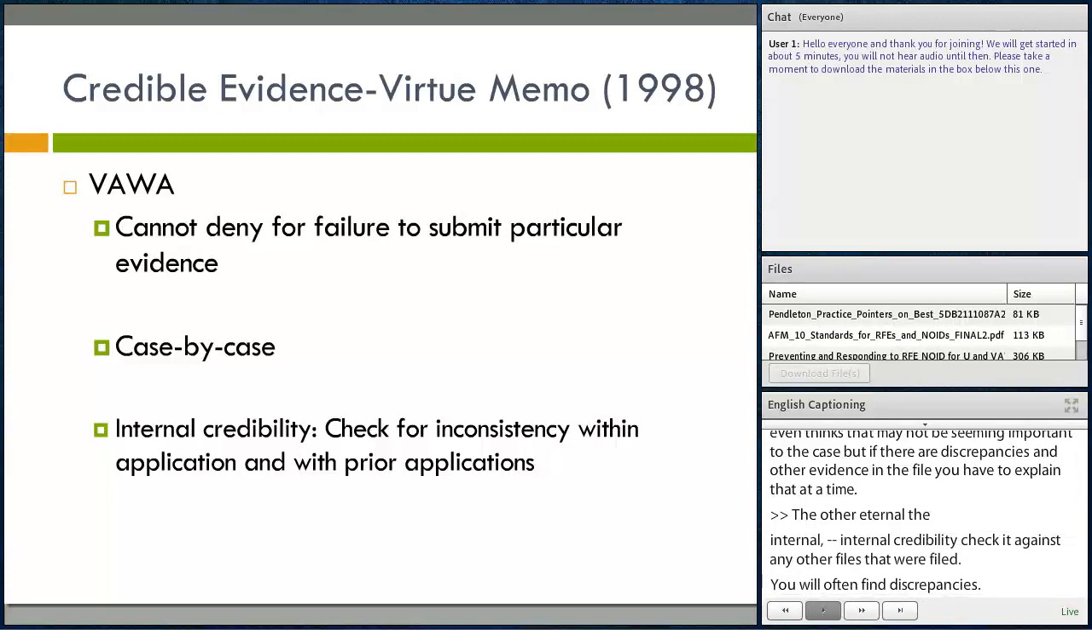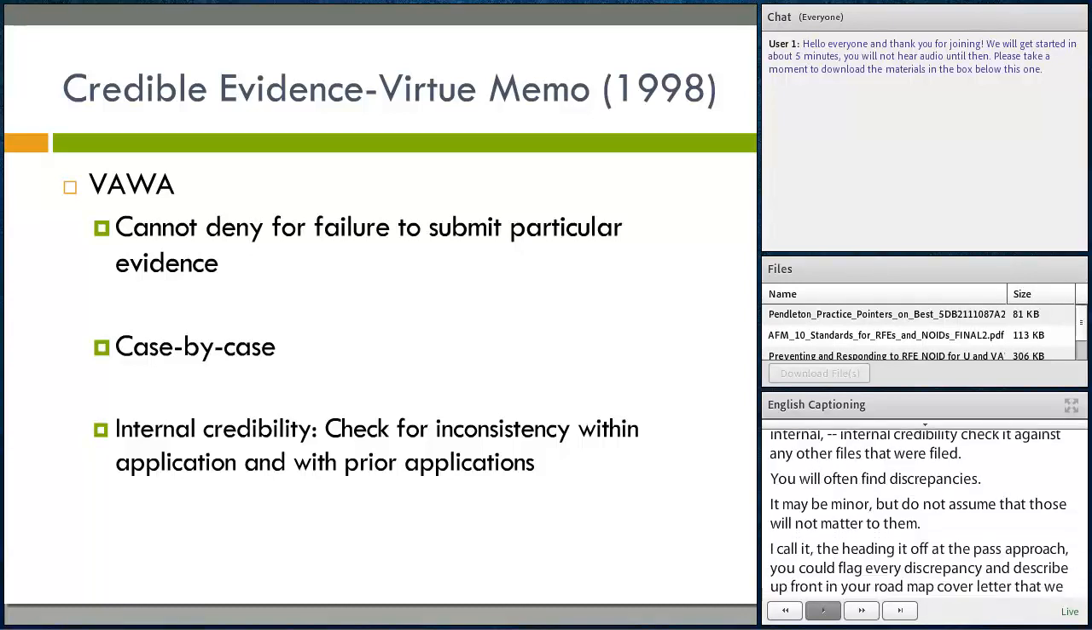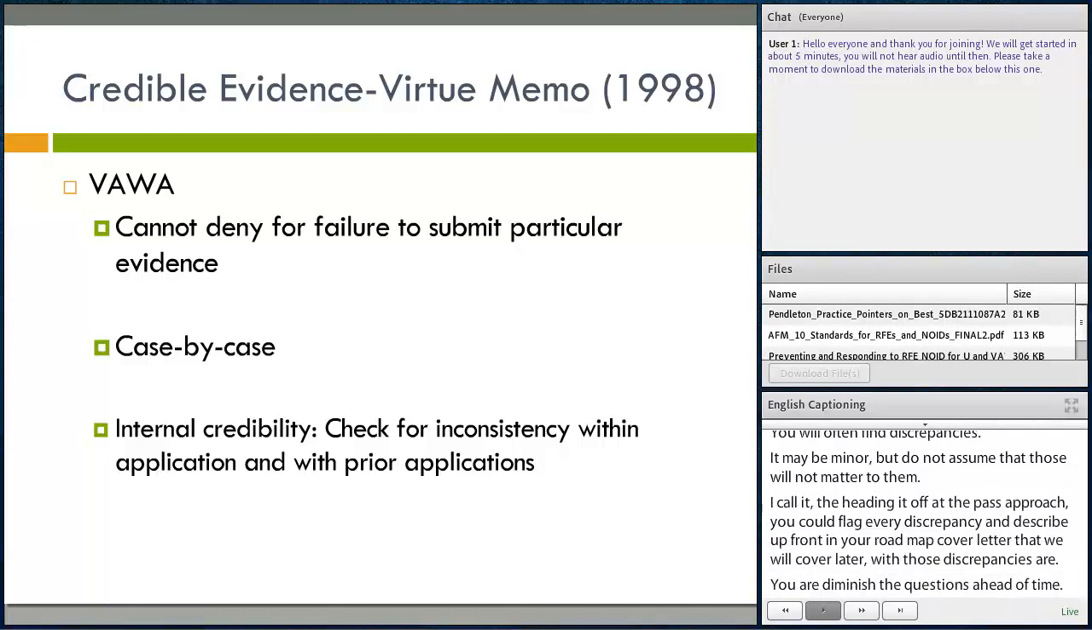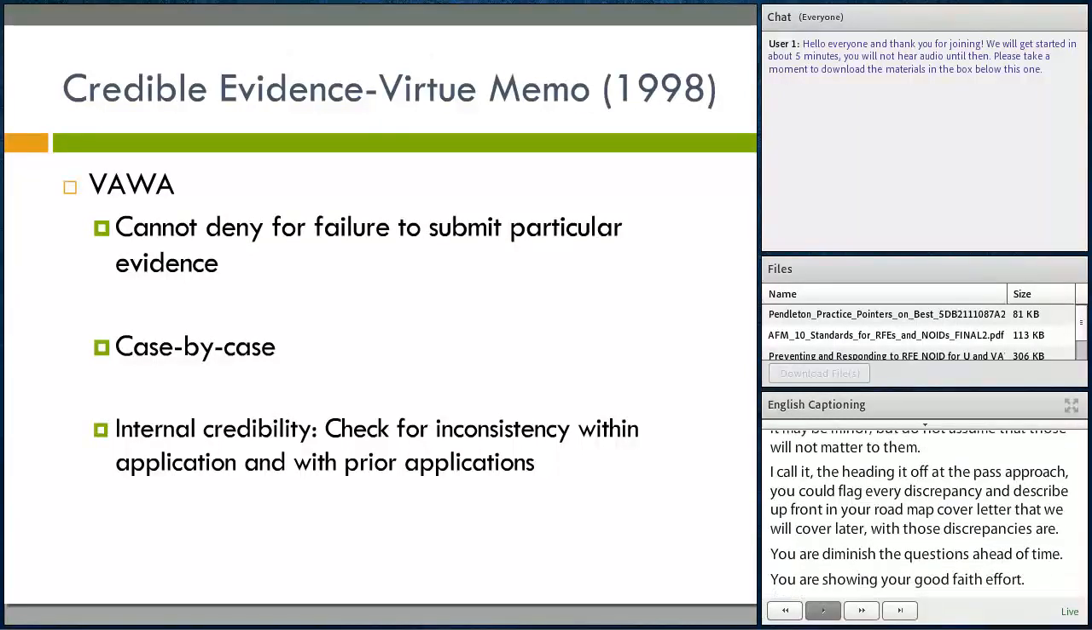So I call it the heading it off at the pass approach. I think you need to literally flag every discrepancy and explain up front in your roadmap cover letter, which we're going to come to later, why those discrepancies exist. Because then you're kind of diminishing their questions ahead of time. You're showing your good faith effort and the good faith effort on the part of your client to provide credible evidence, and you don't give them the opportunity to do a request for evidence back at you on these discrepancies.